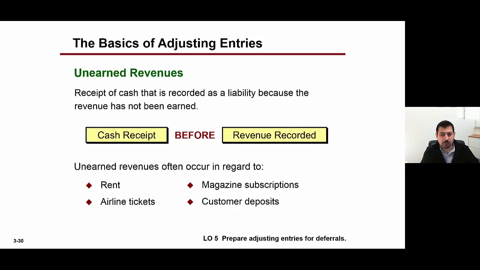Now this is opposite to prepaid expenses. This is like we said. In fact, if we look at it this way, unearned revenues for company A can actually be a prepaid expense for another company. So unearned revenue for the supplier is actually prepaid expense for the customer company.